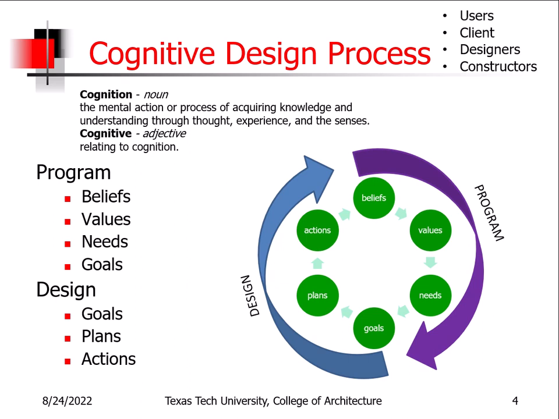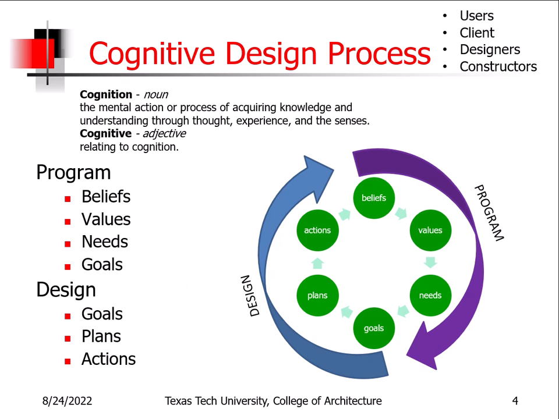And so that's cognition. And of course, cognitive refers or relates to cognition. So when we say the cognitive design process, we're talking about what's going on mentally. What mental actions are taking place? There are basically two groups of mental action in the design process. One is what we call programming, or the program. And the other side of that is, of course, the action of design.